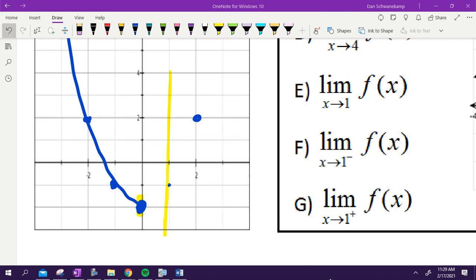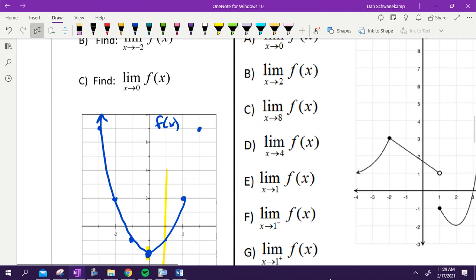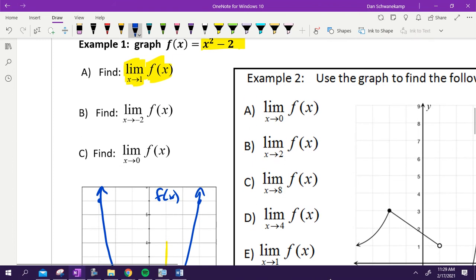Ow. Whatever. Just redraw it. All right, cool. So the limit as x approaches 1 is equal to -1. Done.